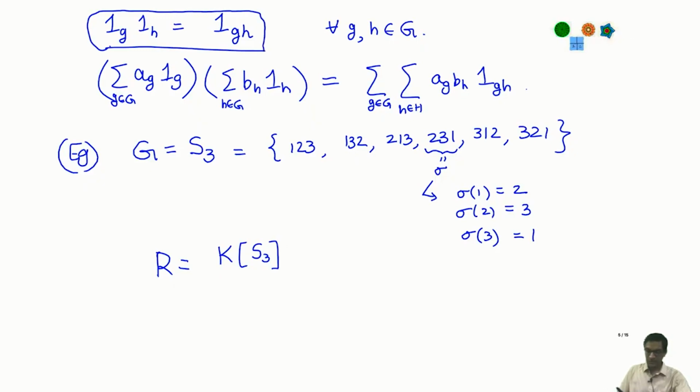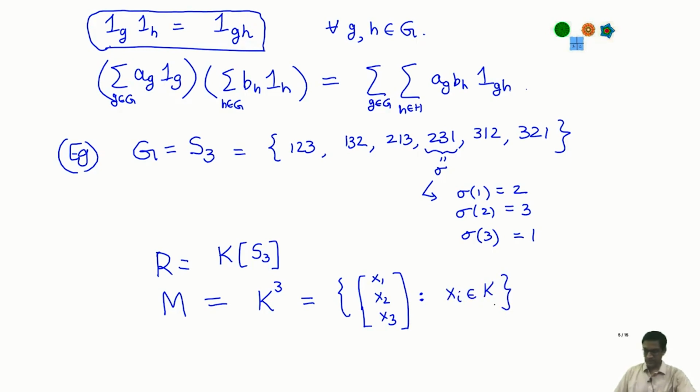So let's construct a left module for this ring R. I'm going to construct the following left module. Let me tell you what this space M is going to be. M is just the space K^3, by which I mean the 3-dimensional vector space over K, which I will think of as column vectors of size 3. So let's think of K^3 to be the set consisting of all column vectors (x1, x2, x3), where the x_i's are all elements of K. So this is a 3-dimensional vector space over the field K.